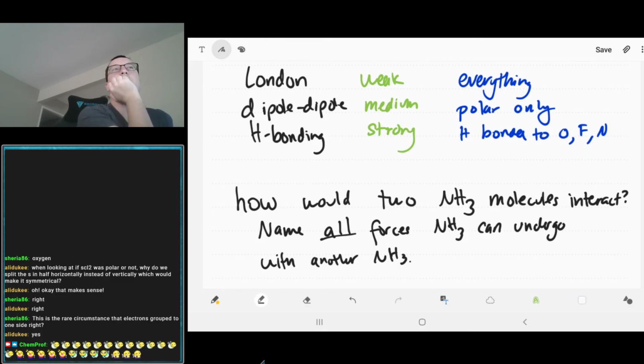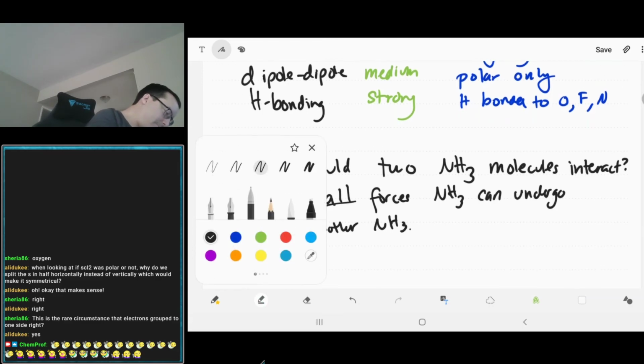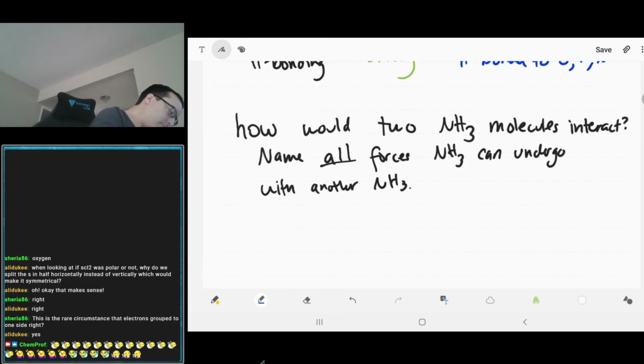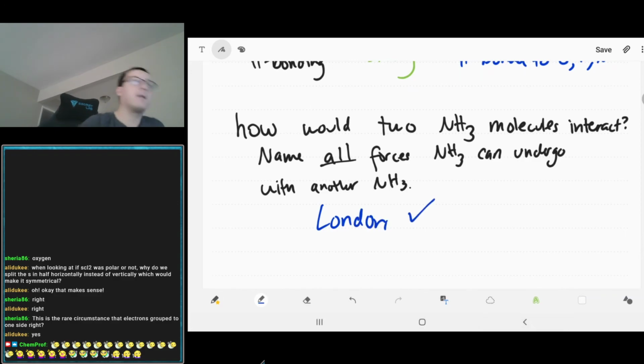Yes, so London forces would be when the electrons happen to go to one side. But the idea there is everything can do London forces. So ammonia certainly can, right? Anything that has electrons can do it. So ammonia can definitely do London. For sure.